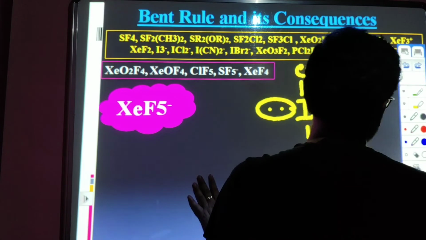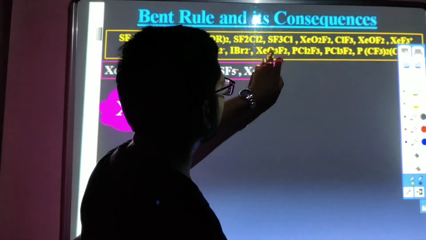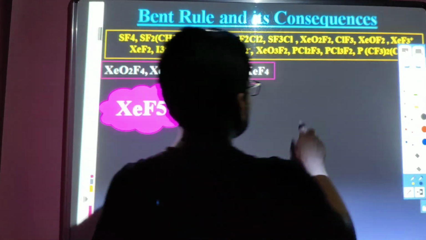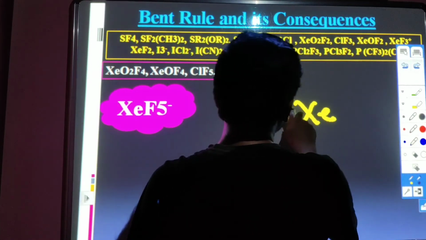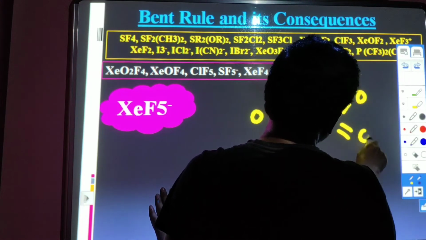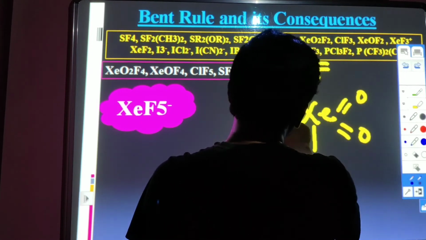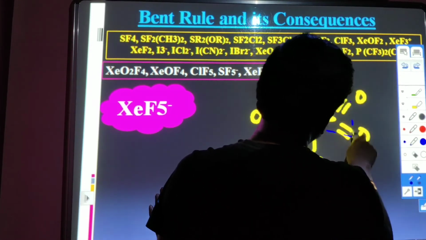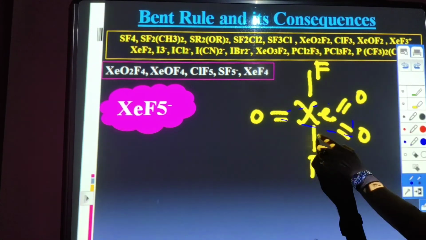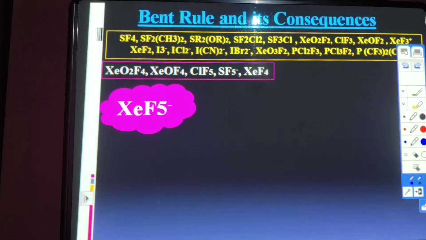XeO3F2. See what I told, the lone pair and double bond need more space. So XeO3F2: double bonded O, double bonded O, double bonded O, and the more electronegative element F in axial positions. sp3d: 1, 2, 3, 4, 5. sp3d, done. Now next, more TBP geometry.